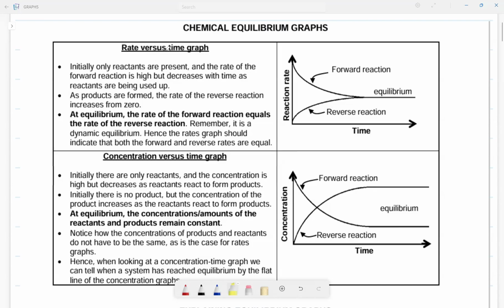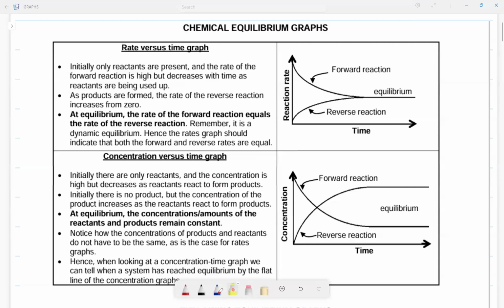So now, we're going to be looking at the rate graph. We also have the concentration versus time graph. The rate graph shows you how the rate of a reaction changes as time goes on, whereas the concentration graph shows you the changes that occur in the concentration of a particular substance. Here it can not only be concentration, maybe it can be number of moles.